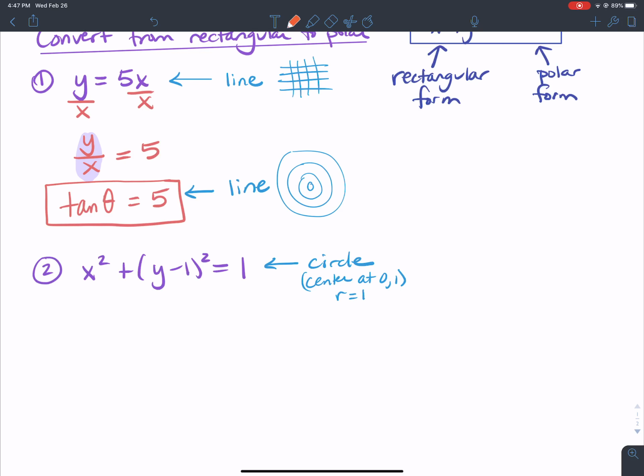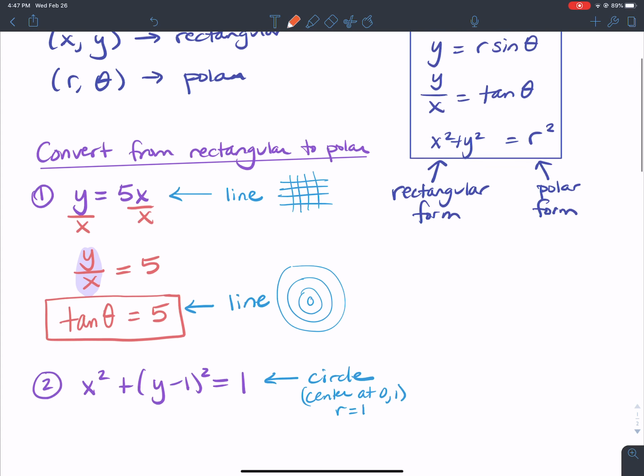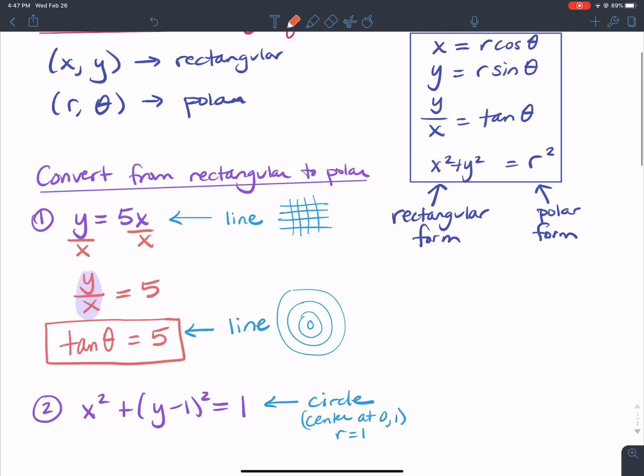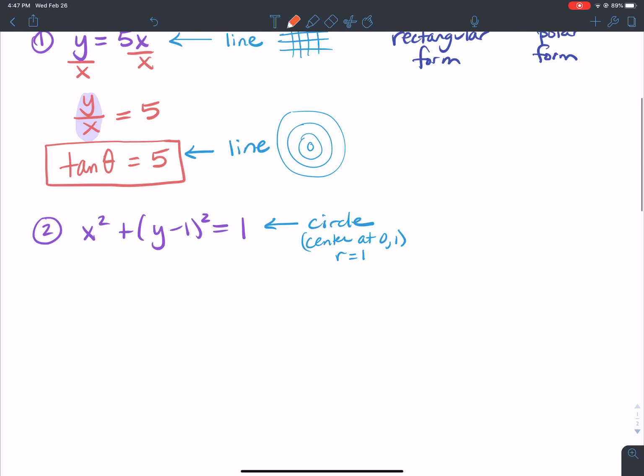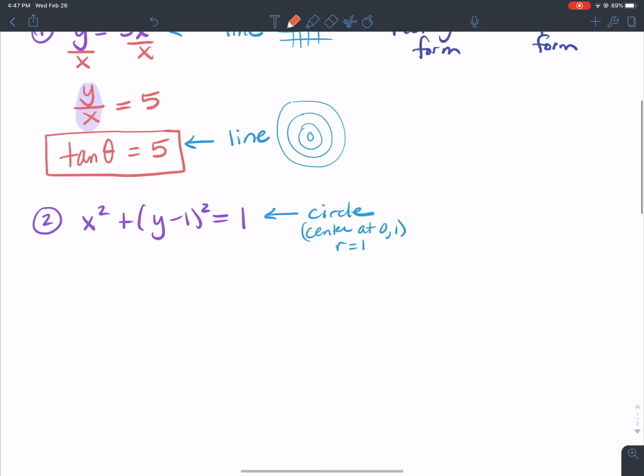So what we are going to do is go back to our little conversion box up here and think to ourselves, which one of these conversions has some x squareds and some y squareds in it? And hopefully you're looking at that last one that says x squared plus y squared equals r squared. So we probably want to use that one. The problem is we don't have an x squared plus y squared next to each other. So you have to manipulate this a little bit, which means you need to square this part out.